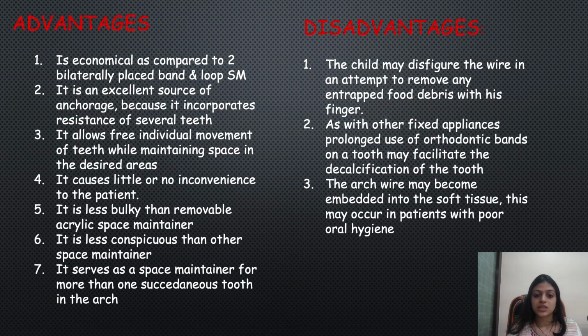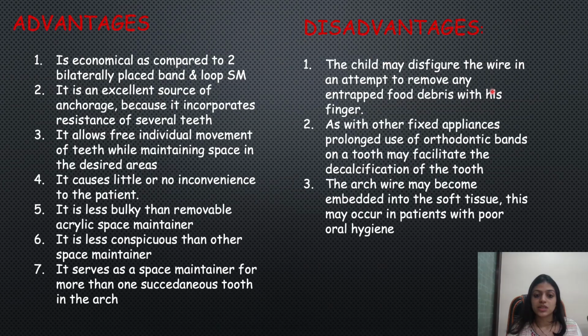Okay, so advantages are it is economical as compared to giving two bilateral band and loop space maintainers. It is an excellent source of anchorage because it incorporates resistance of several teeth. It allows free individual movement of teeth while maintaining space in the desired areas. It causes little or no inconvenience to the patient. It is less bulky than removable acrylic space maintainer. It is less conspicuous also, and it serves as a space maintainer for more than one succedaneous tooth in the arch.